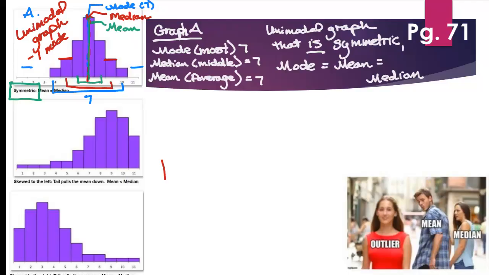All right. Okay. So now let's go to graph B. Graph B.